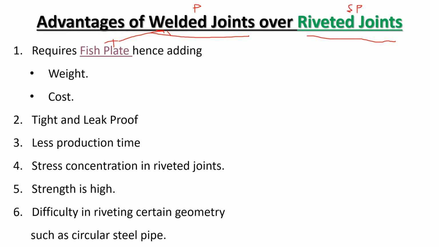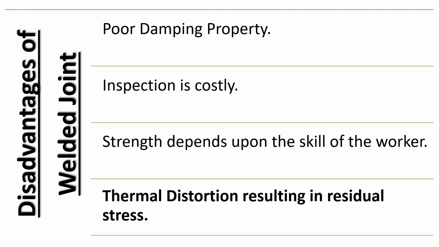However, after telling all the advantages of the welded joints over riveted joints, it's also important to see the application of the joint which is to be used. For example, if frequent assembly and disassembly is required, then we cannot use welded joint despite all the advantages. However, I have told you the major advantages of welded joints over riveted joint. Now since we have talked about the advantages, let's see what are the disadvantages of the welded joint.